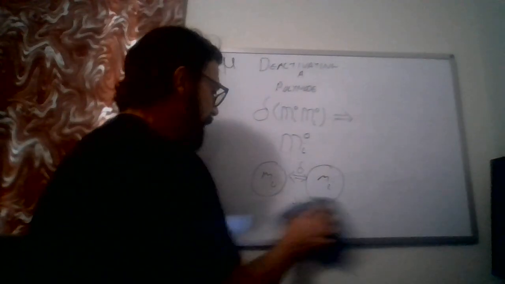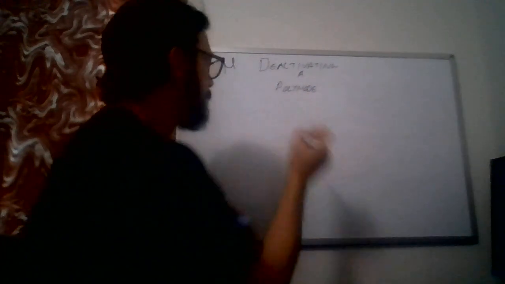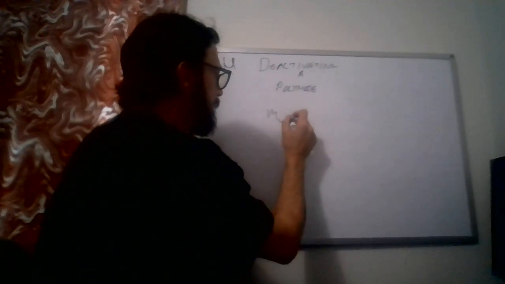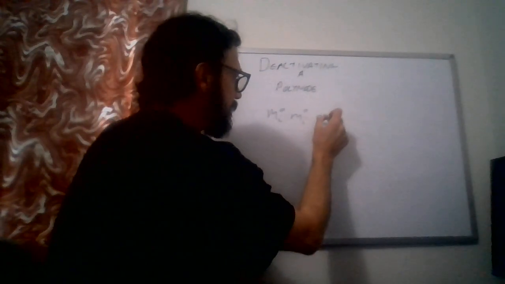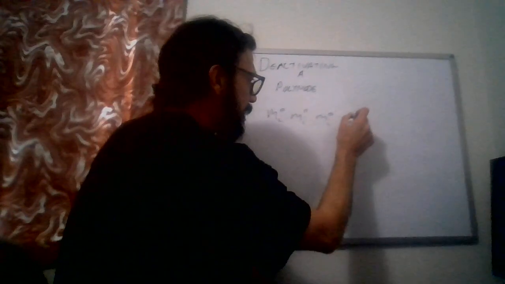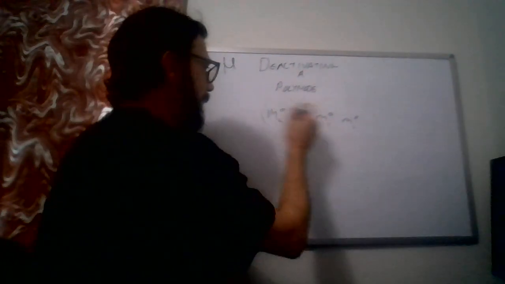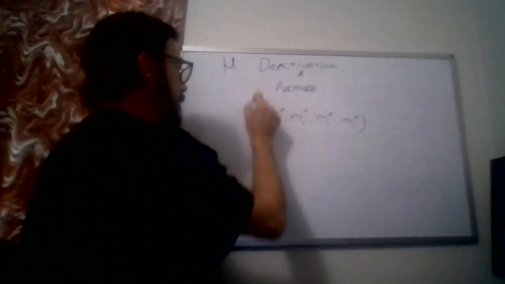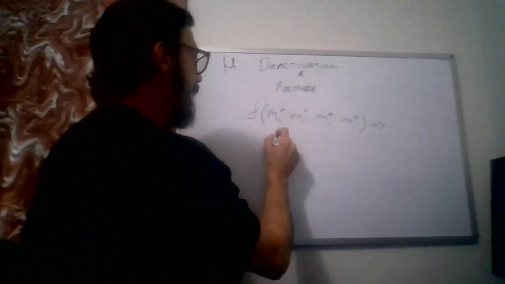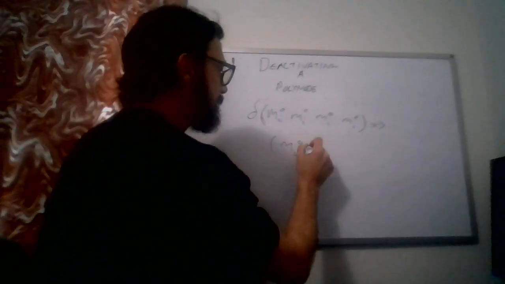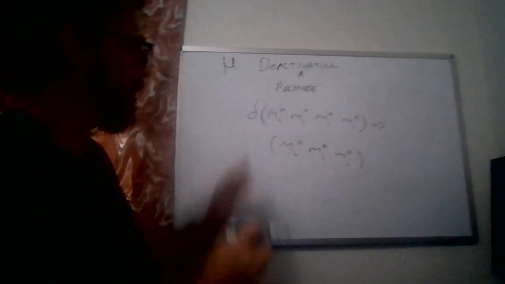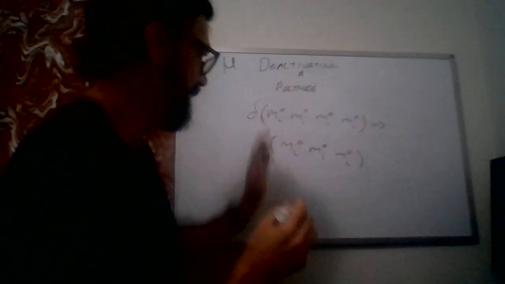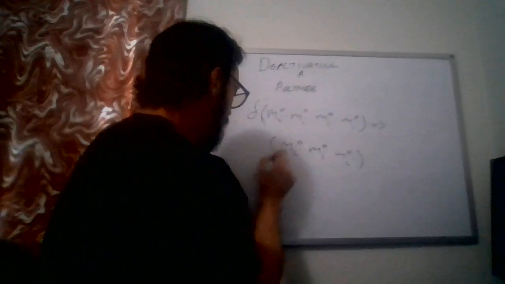Let me show it with more than two. Say we have a chain of these. Say we've got four of them. Well, delta, and then it leaves three. From here, you can see how eventually you get down to a single node and a delta.